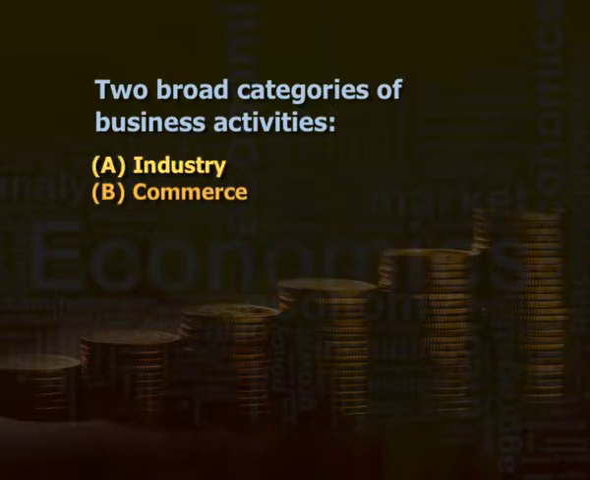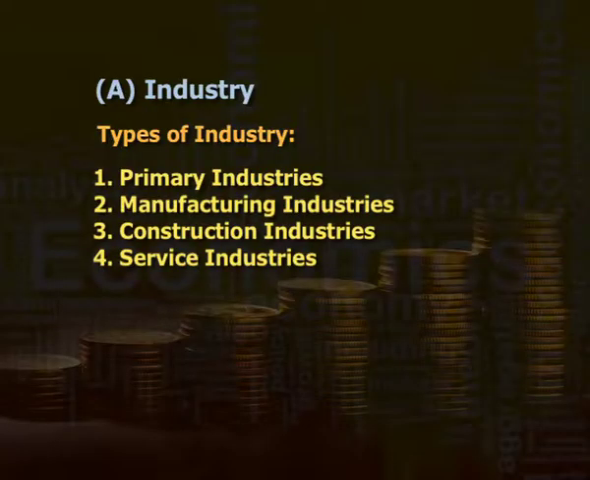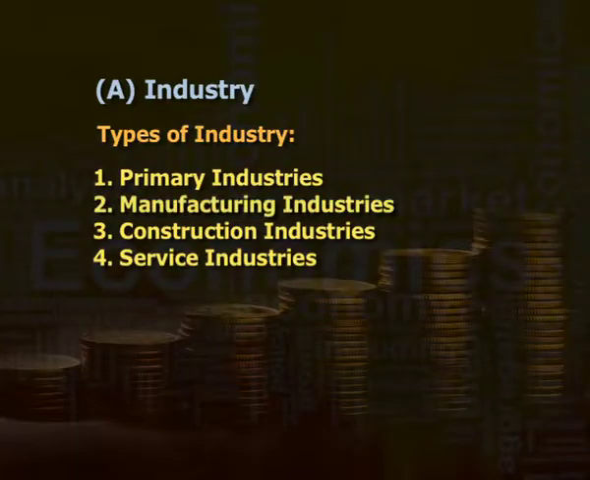First is industry. Industry is that branch of business which is concerned with the production of goods and services by using the process of extraction, conversion, processing or fabrication of goods. Types of industries are, first is primary industry. The production of these industries includes all kinds of work concerned with the extraction of fruits of the earth or sea. Second is manufacturing industries.